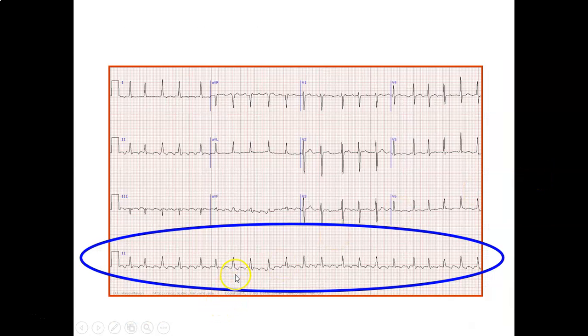But look at this example. Obviously this is a tachycardia, but here it's irregular.